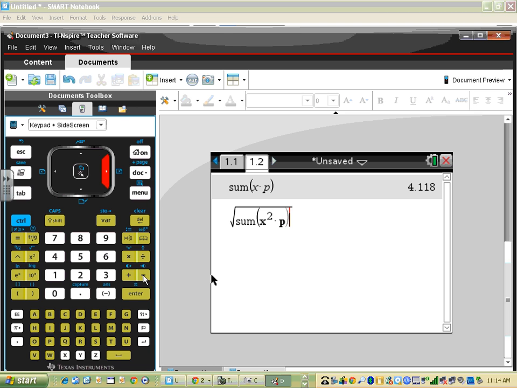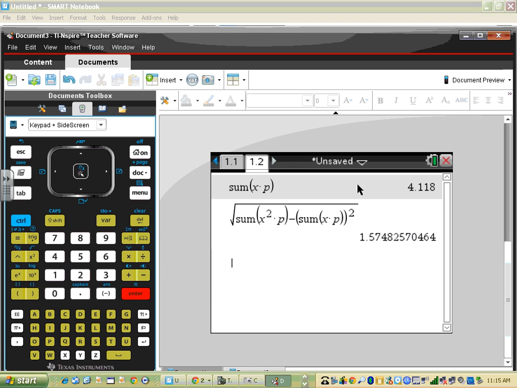Then we subtract the sum, and I'm going to put this in parentheses. So we subtract the sum of x times p, and I'm going to close that, and I'm going to square that sum. And here's where I love the Inspire.